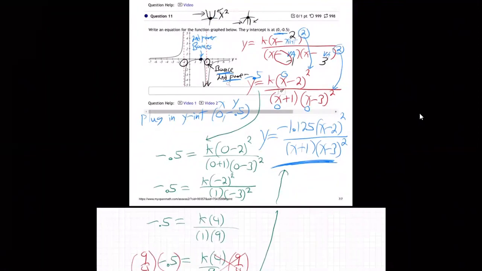So whenever an x-intercept is a bounce point or a vertical asymptote is a bounce, meaning they're on the same side, that's second power. So there we go on that.